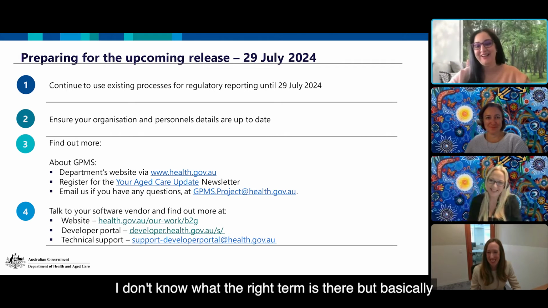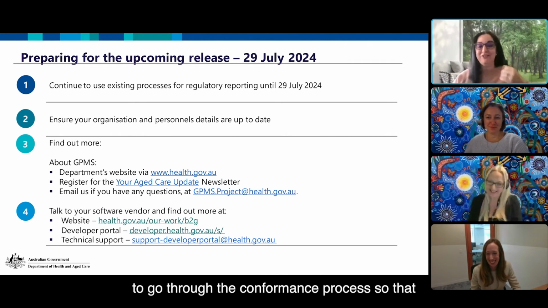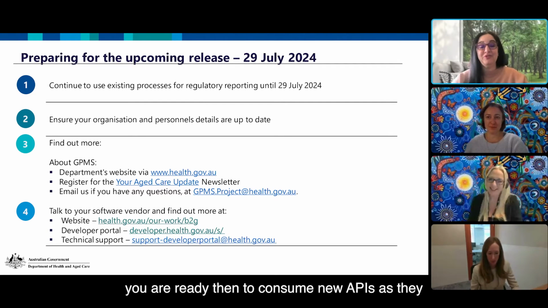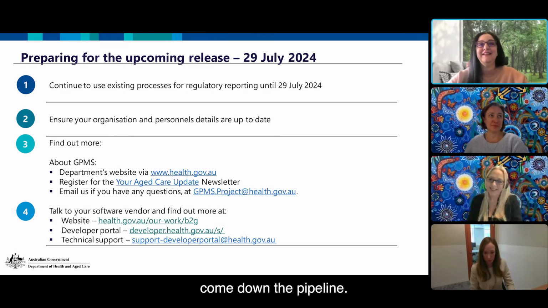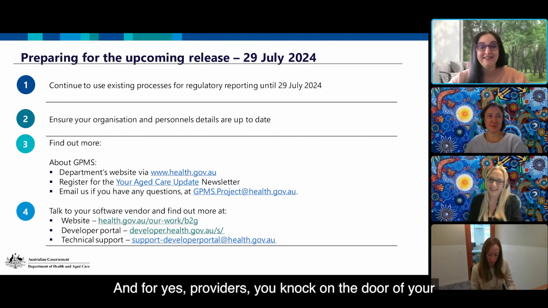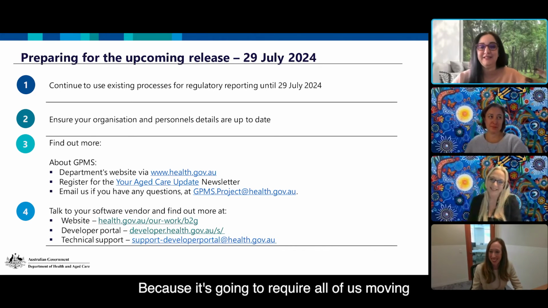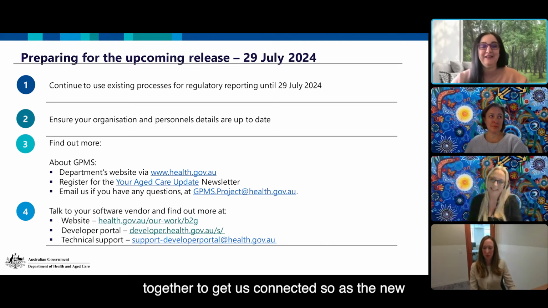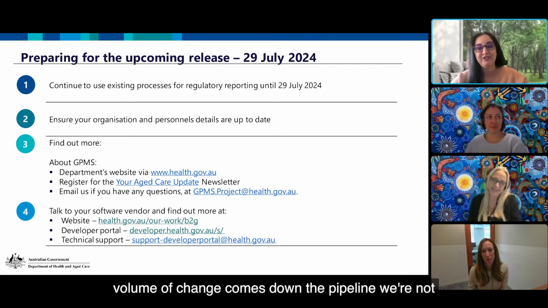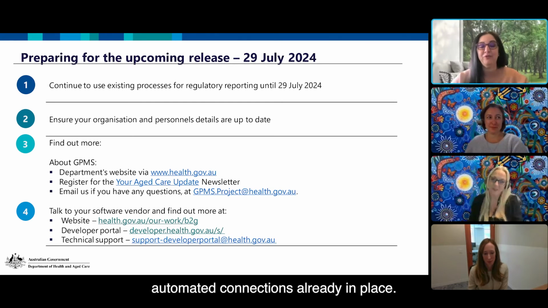I don't know what the right term is there, but basically to go through the conformance process so that you are ready then to consume new APIs as they come down the pipeline. And for providers, you knock on the door of your software vendor and say, have they started their journey? Because it's going to require all of us moving together to get us connected. So as the new volume of change comes down the pipeline, we're not doing things manually, and that you have your automated connections already in place. So big shout out. Well done, everyone.